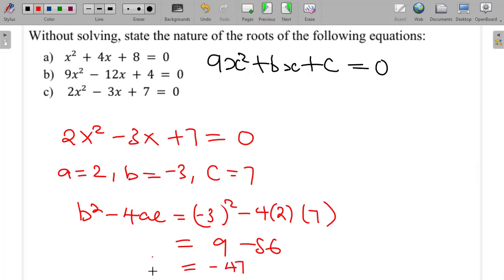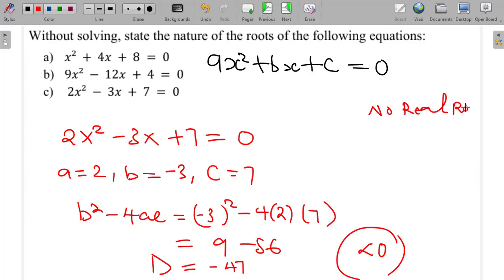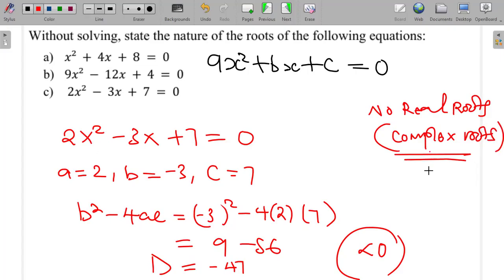And we see that the discriminant here is actually what? Less than 0. So since the discriminant is less than 0, we're going to conclude that we have no real roots, or we can simply say we have complex roots. Okay, and that will be it for this question.